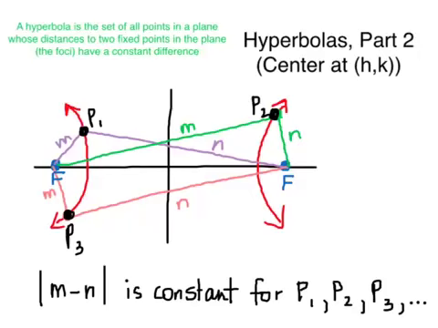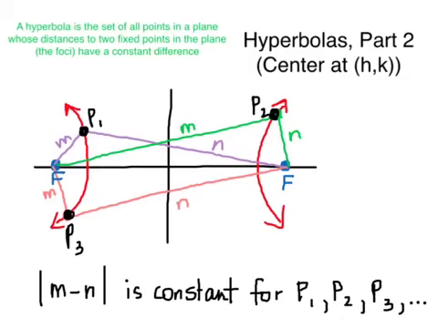Before we get into translating hyperbolas off of the origin as the center, I wanted to just talk about the definition of a hyperbola, since we've talked about the definition of all the other conic sections. In green you can see I've written the definition of a hyperbola: the set of all points in a plane whose distances to the two fixed points in the plane, which are called the foci, those two fixed points, any point on the hyperbola will be created by this constant difference.